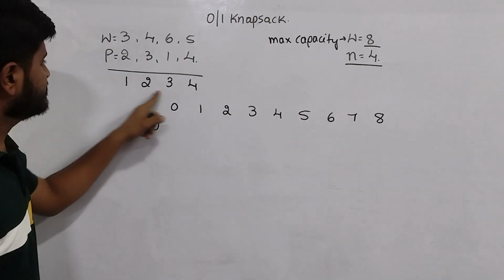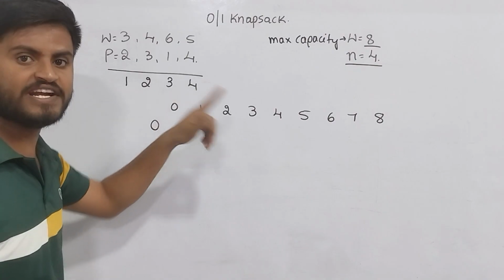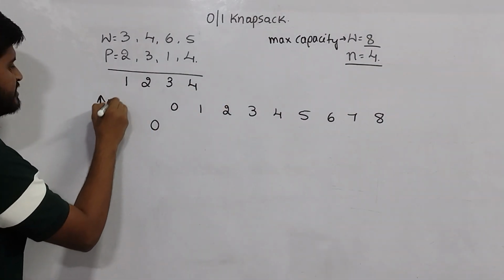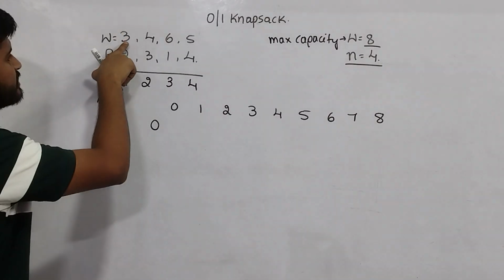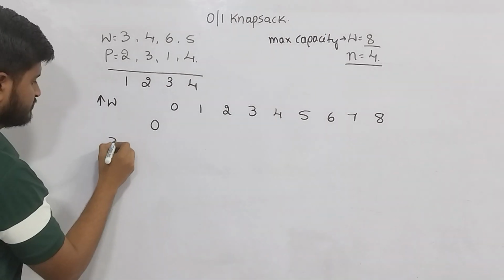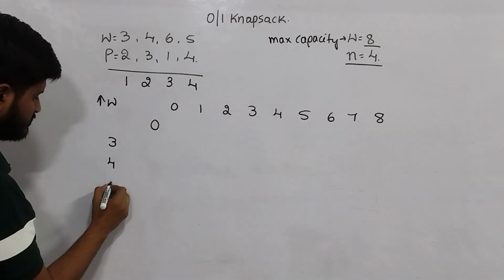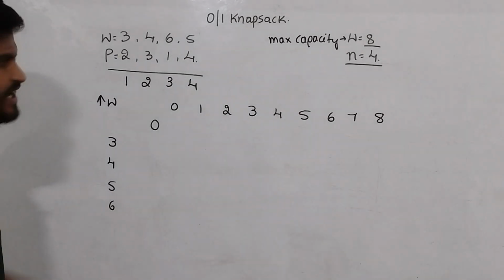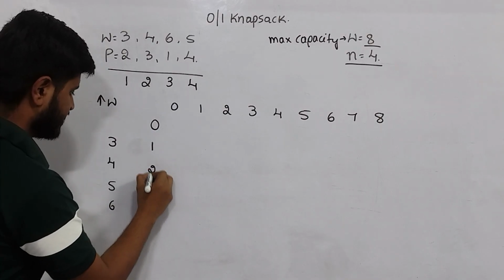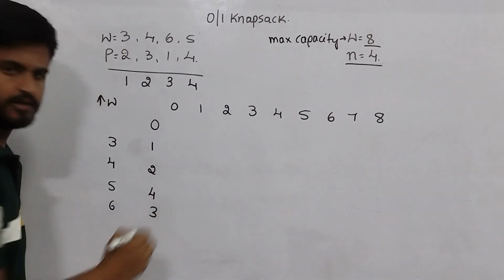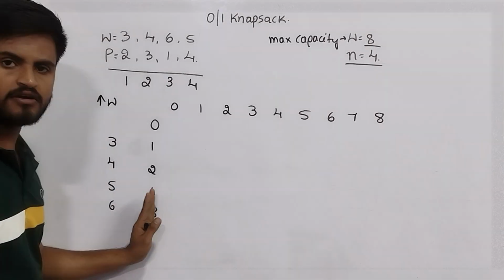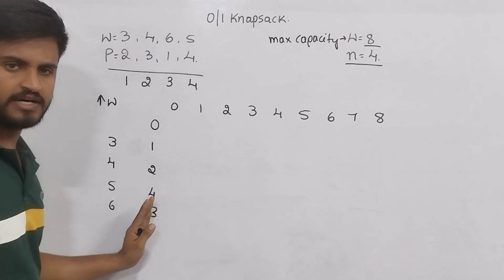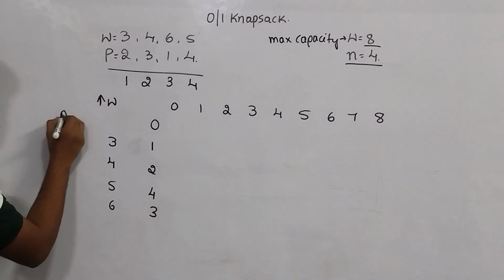Now you must arrange these items in increasing weight order. The weight values are here. First you write the weight values in increasing order: 3, 4, 5, 6. Write their respective objects or items. So this is the first item, second item, fourth item and third item. Arrange the weights in increasing order, then write their corresponding items, and on this side you write their profits.